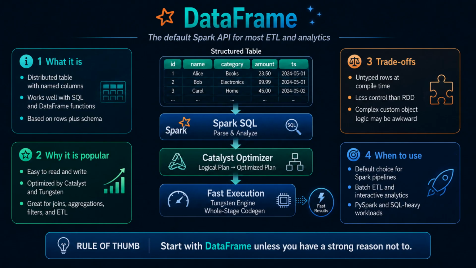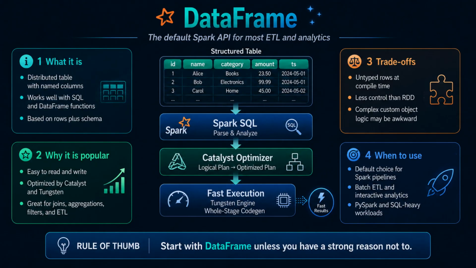Rows are not strongly typed at compile time, which means that some errors, like wrong column names or wrong data types, may appear at runtime. This can lead to unexpected issues if not handled carefully. Also, DataFrames give less low-level control than RDDs. If you need fine-grained manipulation of data, RDDs might be a better option. And if your business logic is based on complex custom objects, DataFrame code may feel less natural.